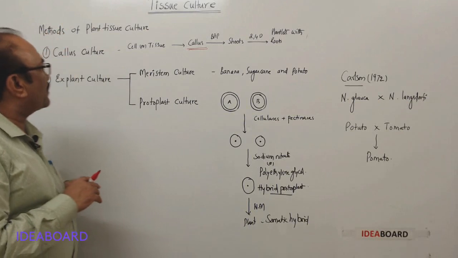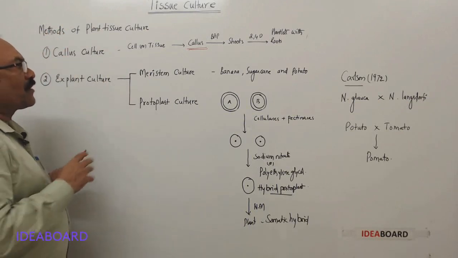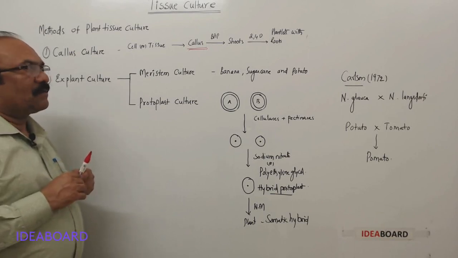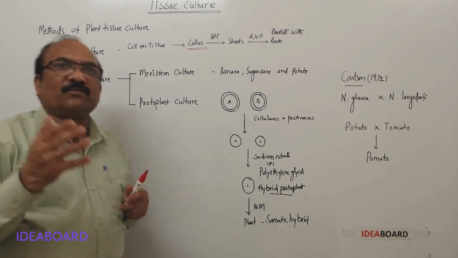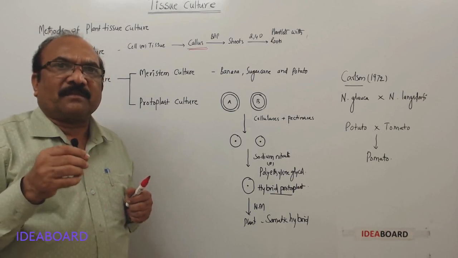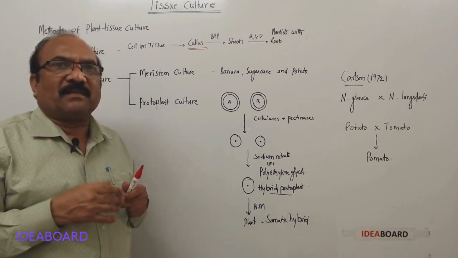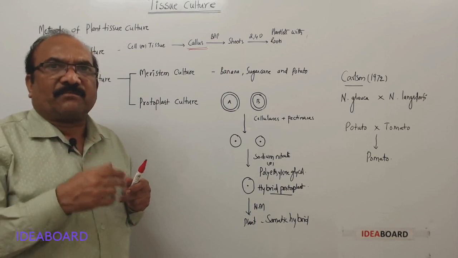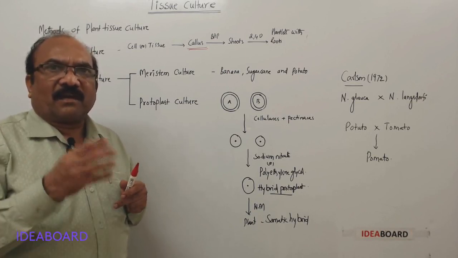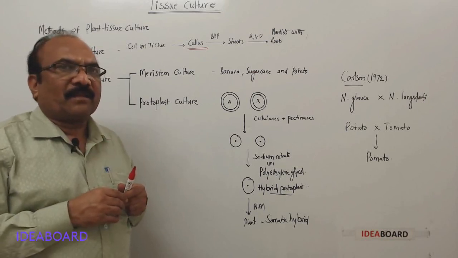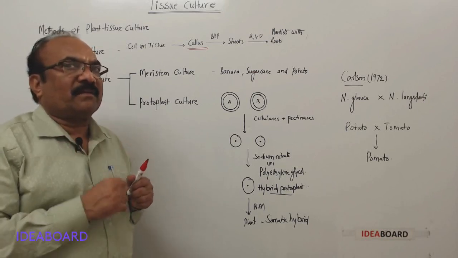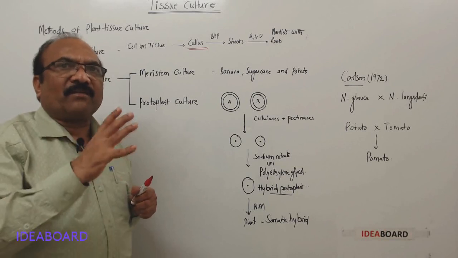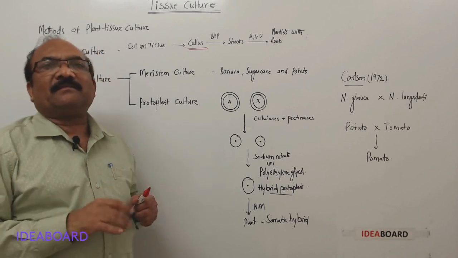In the explant culture, we take two types here. One is meristem culture. That means here the meristems, that is shoot apical meristems, are present in the terminal bud as well as axillary buds. These terminal buds or axillary buds are excised from the plant, surface sterilized, and then transferred into the medium. And what is the significance of this meristem culture? This meristem culture is mainly employed for obtaining virus-free plants from a virus-infected plant.